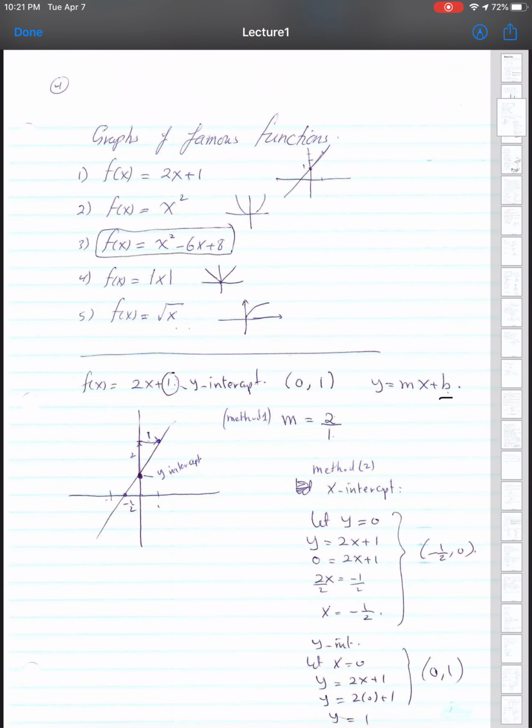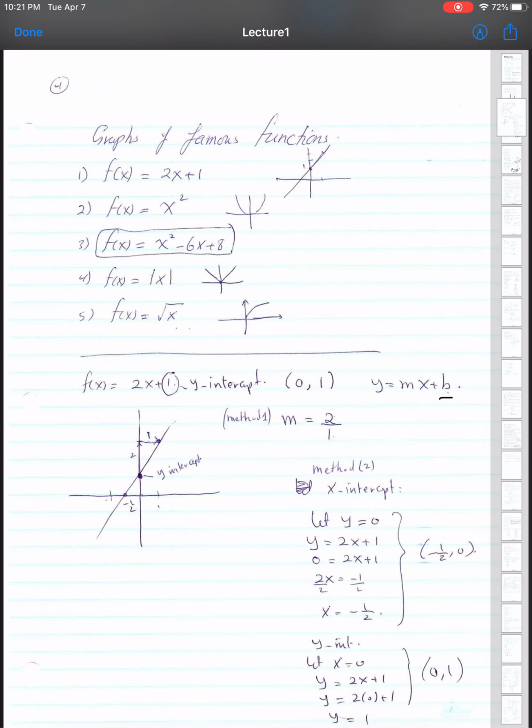Hello everyone, welcome to lecture 2. In this lecture we'll see how to graph different types of functions, and we'll do a little bit more. This is going to be a short lecture, so let's get started. First we'll see how to graph different functions.